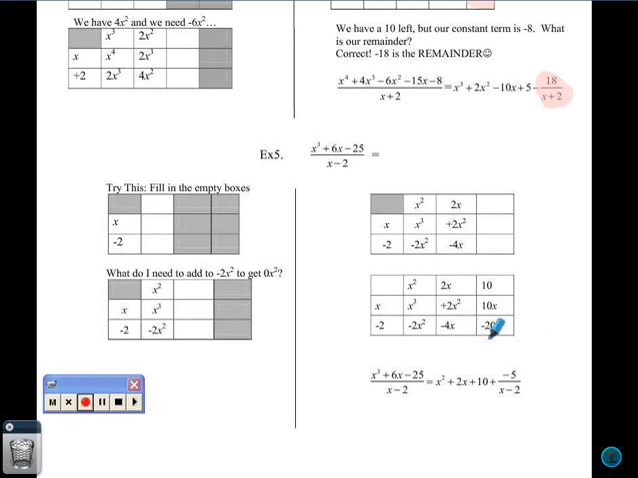Another example. Sometimes when we divide, we work our way through this whole problem and we get to negative 20. Well, negative 25 plus 20 leaves us with negative 5 as our remainder. So we always put our remainder over what we were dividing by, and our remainder here is negative 5 over x minus 2. Just two more examples walking you through how to do these kind of problems.